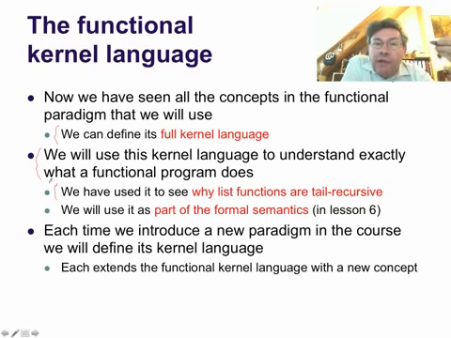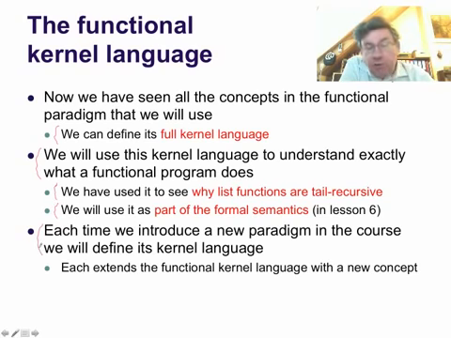Remember, you can create a list pair with an unbound variable before doing the recursive call, which will then bind the unbound variable. So this is a consequence of single assignment. But we'll also use the kernel language as part of the formal semantics. It's one of the two main parts of the formal semantics, the other part being the abstract machine.